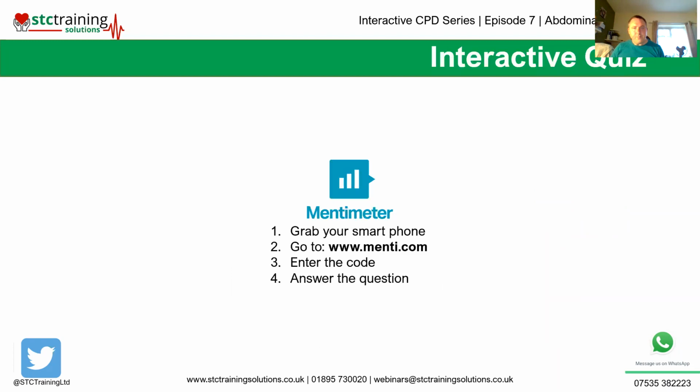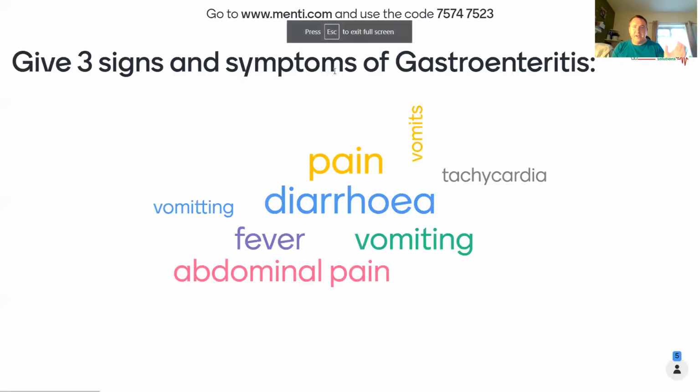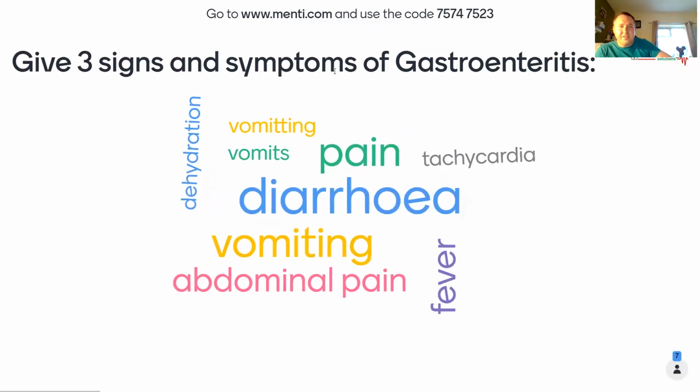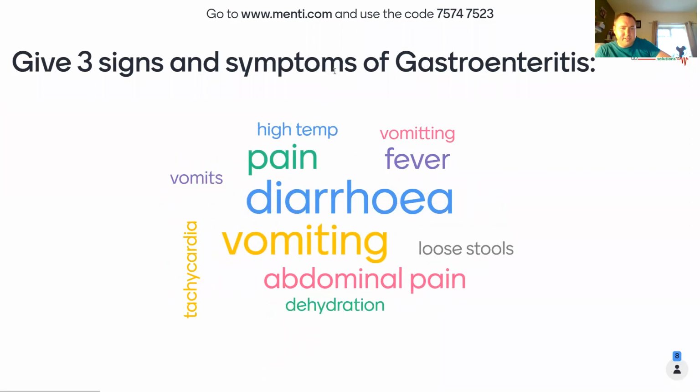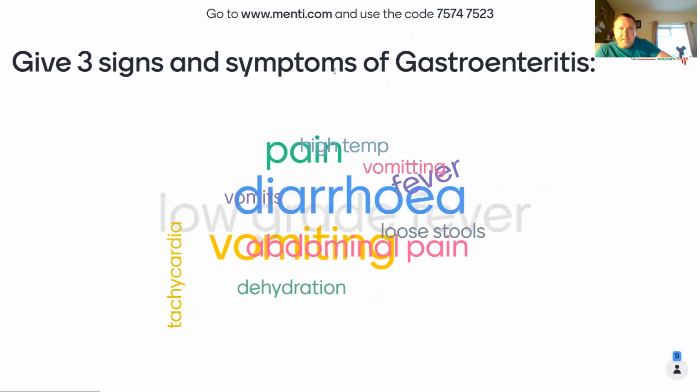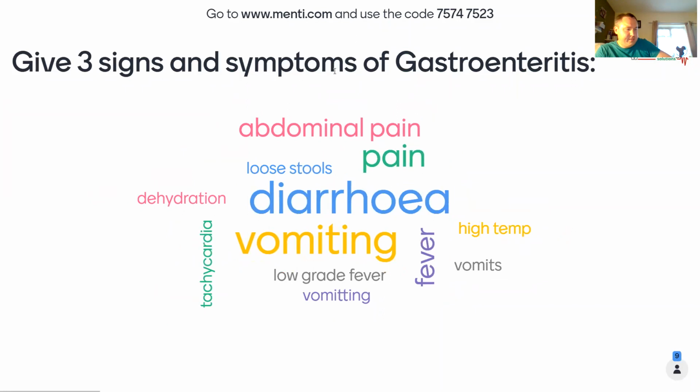So good. So now we're going to go to Mentimeter. Now I've confused you all. So back to Mentimeter then. Here we go. So some of you have started answering. So menti.com, code 75747523. Give 3 signs and symptoms of gastroenteritis. And we'll talk through gastroenteritis. 3 signs and symptoms.